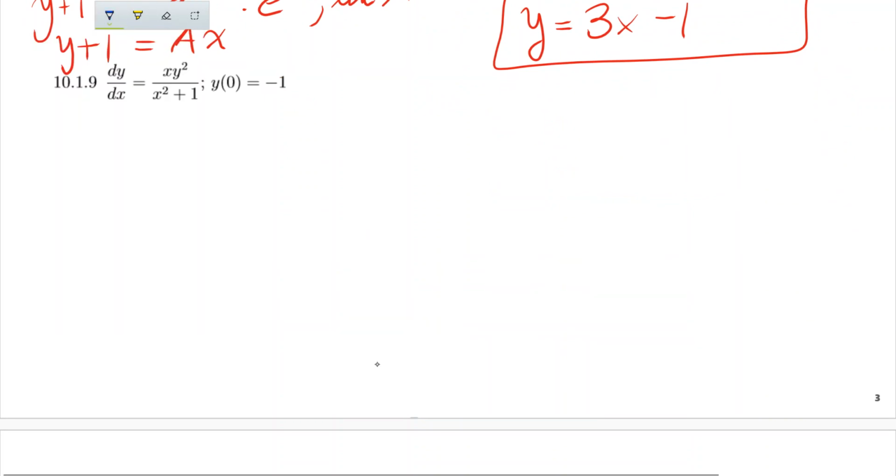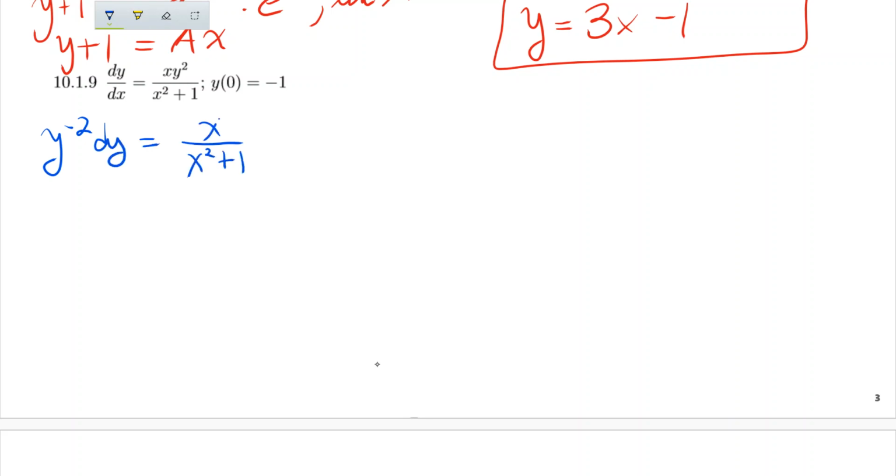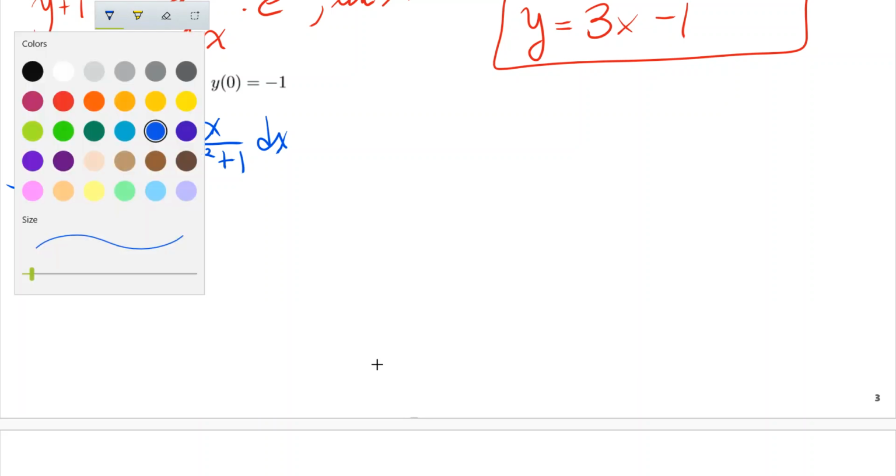I know that one seemed like a lot of work, but I was a little worried about some stuff. Okay, I just got to move the y over. So y to the negative 2 dy equals x over x squared plus 1 dx, and we'll integrate both sides. The left-hand side is going to be easy. Add 1 to the power and divide by it equals, here I'm going to need a u substitution.